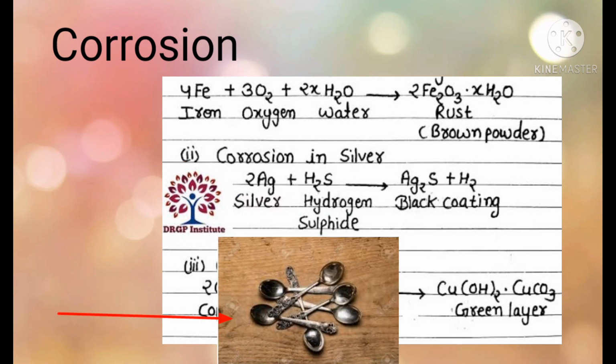The next example is corrosion in silver. Silver reacts with the hydrogen sulfide gas which is present in the atmosphere and forms a black color compound on this silver metal, that is silver sulfide, Ag2S. Color of the compound is black.